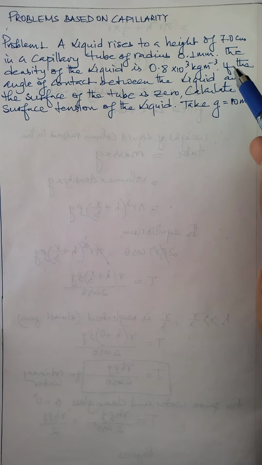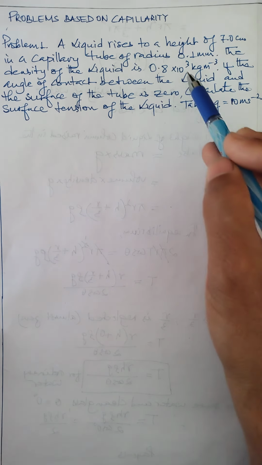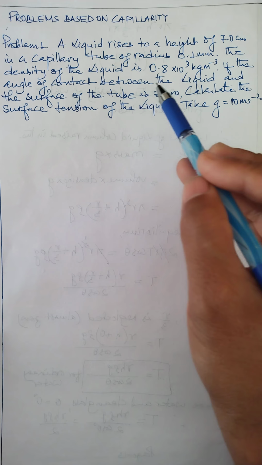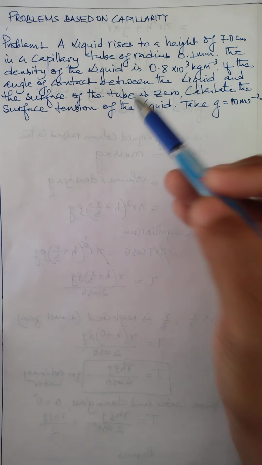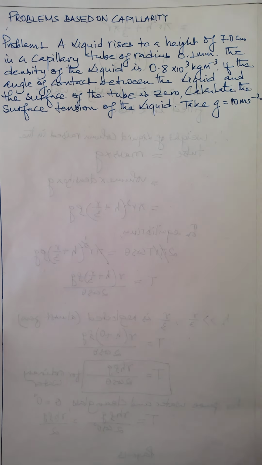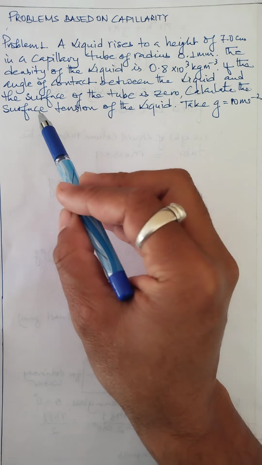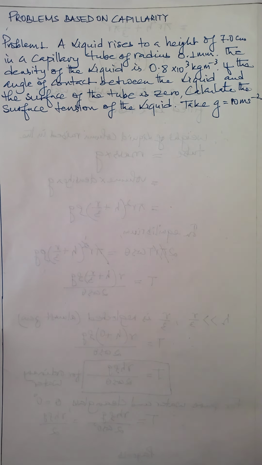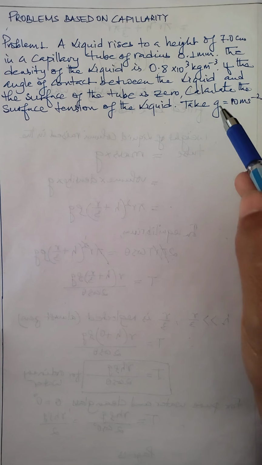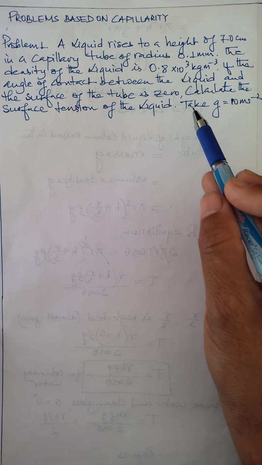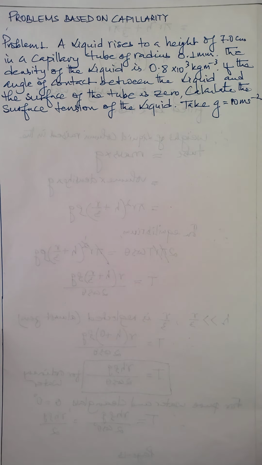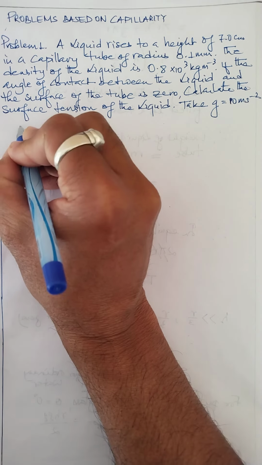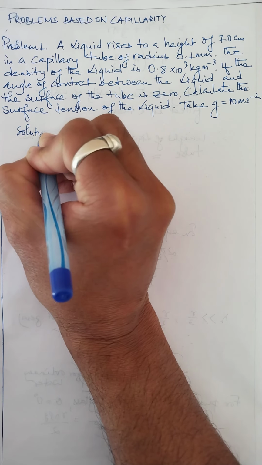The question says that the angle of contact between the liquid and the surface of the tube is 0, that means almost 0 degree. Then calculate the surface tension of the liquid. In this question, we take the value of g, the acceleration due to gravity, as 10 meter per second square. So in order to solve this problem, let me just highlight what is given in the question.